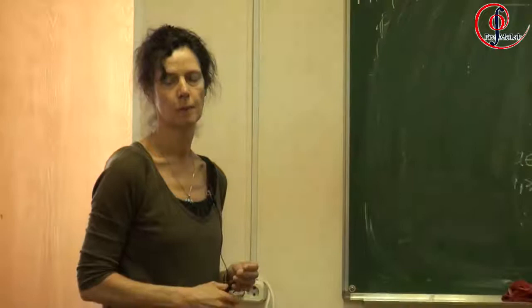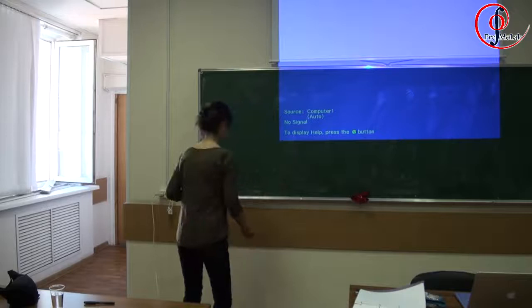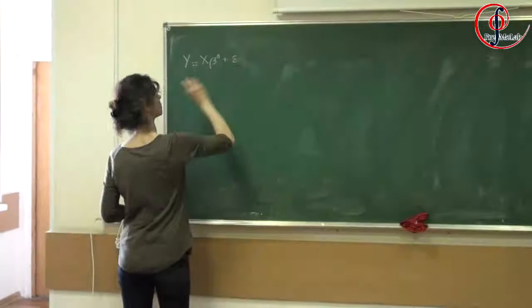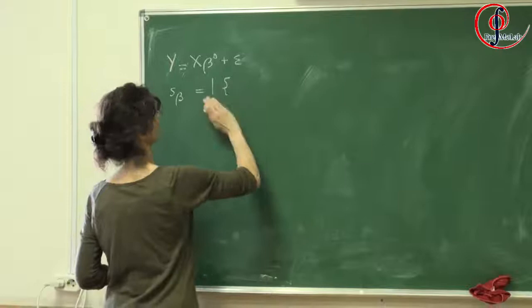Okay. So I'll just make a little introduction on the blackboard before going to the slides. What I'll do is use a different penalty. For the linear model, let's consider that for a moment. Let me write S of beta. It's just the number of non-zero coefficients.